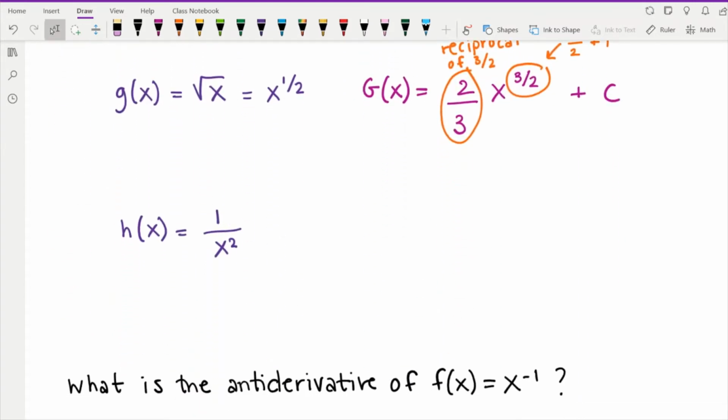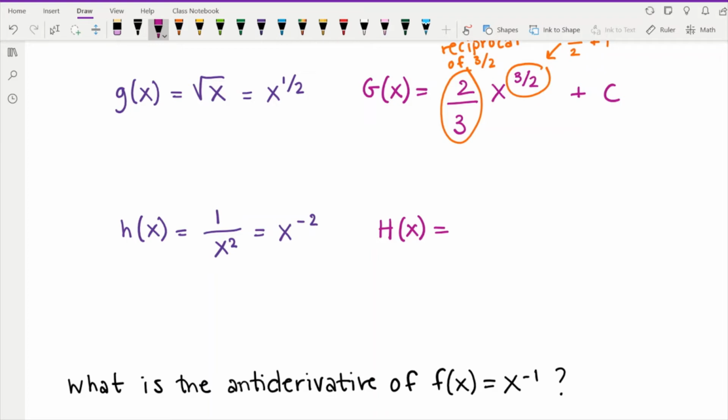Okay, one more example. So here we have 1 over x squared. So again, initially this doesn't look like it fits the right format, but we can rewrite this as x to a power, right? So 1 over x squared is the same as x to the -2. And so once we have it written as x to a power, then we can just apply the reverse power rule.